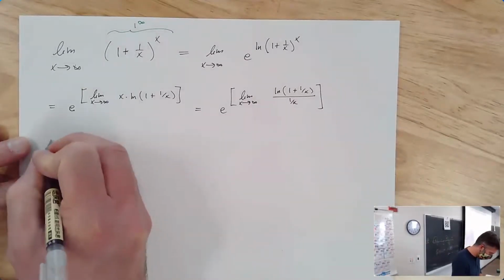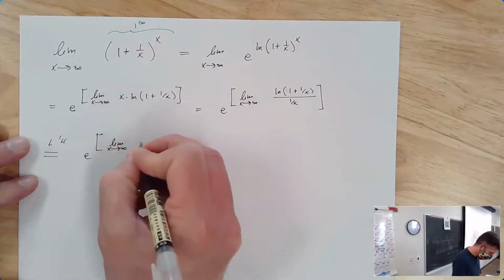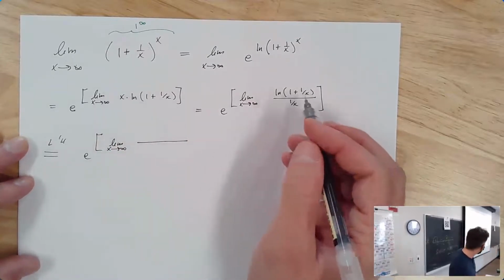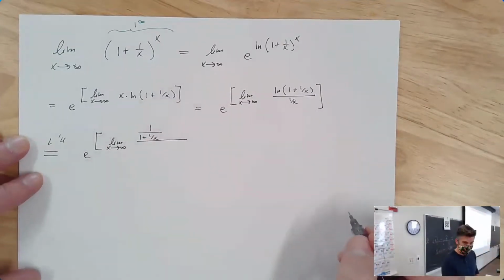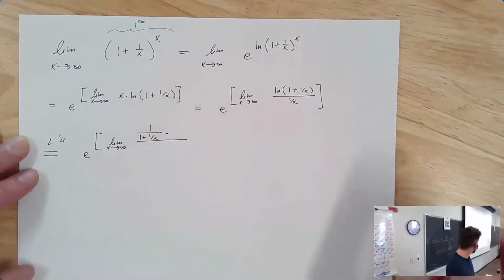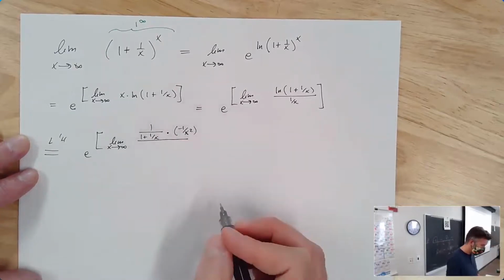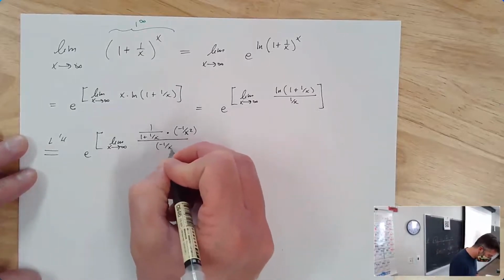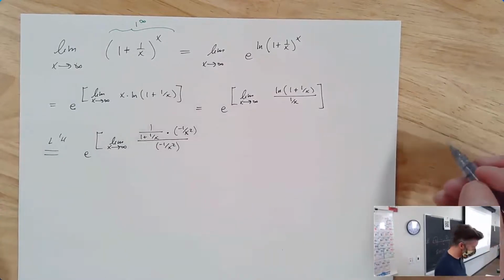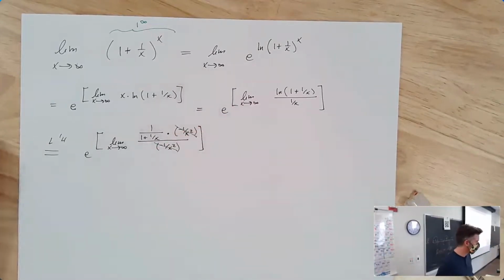So let's take a look here. We're going to use L'Hopital's rule. We're going to get e to the limit as x goes to infinity of the derivative of the natural log of some stuff. The derivative of the natural log of stuff is 1 over the stuff, so 1 over 1 plus 1 over x times the derivative of the stuff. The derivative of 1 is 0. The derivative of 1 over x is negative 1 over x squared. And then the derivative of the bottom is also the derivative of 1 over x, which is negative 1 over x squared. This happens a lot, where you have the derivative of 1 over x in the top and the bottom, and they totally cancel out. The negative 1 over x squared here cancels with the negative 1 over x squared here. Super nice. Happens a lot.